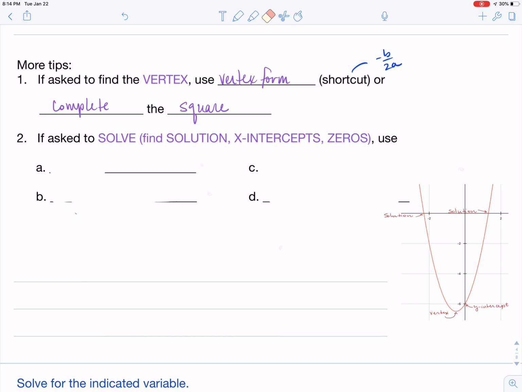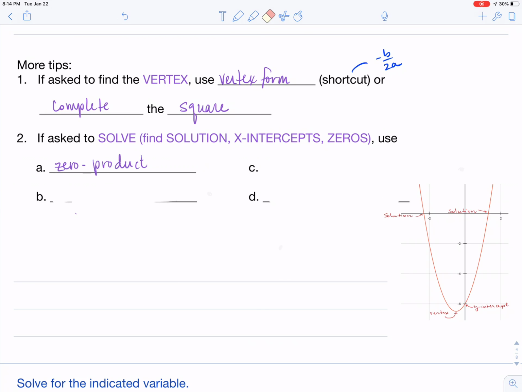However, if you're asked to solve, you're not asked to find the max or the min, you're asked to solve, then there's four methods that you can use to solve. And remember, I could say go find the solutions, go find the x-intercepts, go find the zeros. Those are the most common ones that we could use. And you're going to do this four different ways.